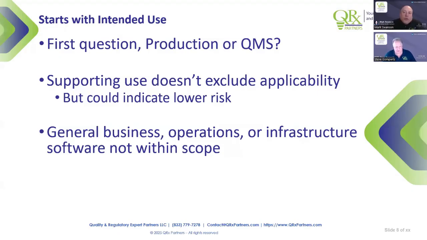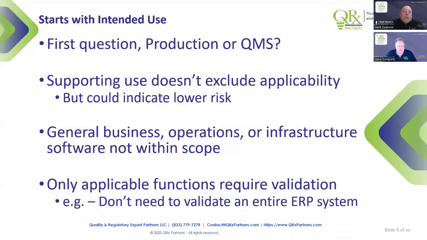It comes down to the functions, right? Again, to that intended use. And if your system does a lot of different things and it's a mix, you only have to validate or perform assurance activities on the functions that are applicable back to the first bullet, right? Does it control production or is it managing part of my QMS? An ERP system I used before is a good example. ERP systems do a bunch of different things for your business, hence the word enterprise in the E. But some of it is not within scope of this.